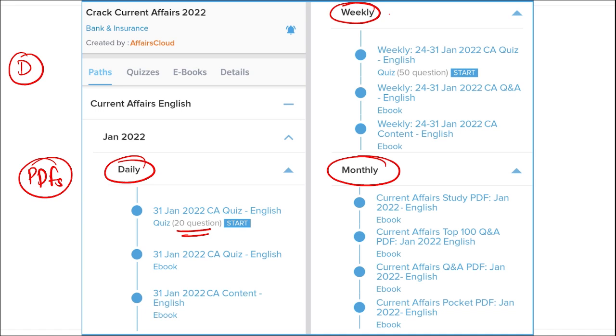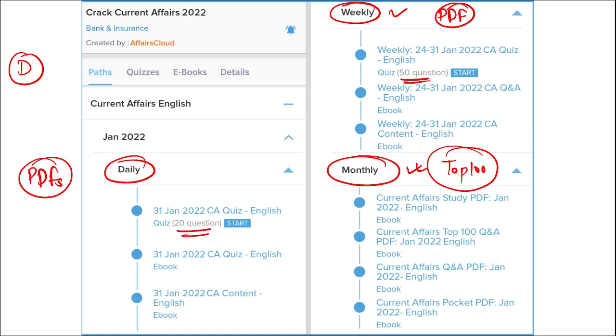Apart from that, on a weekly basis you will be getting a 50 questions quiz for your preparation, and you will also get a PDF that will contain all the important compiled news, current affairs of that particular week. And similarly, for monthly, you will be getting a top 100 questions PDF of that whole month. That is a very important PDF and will be covering the most important news of that particular month.